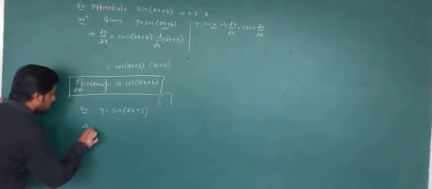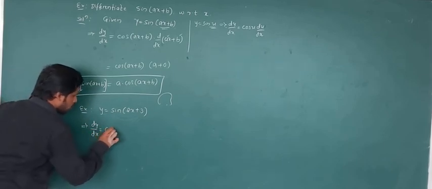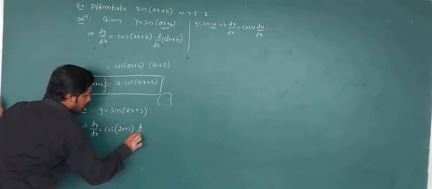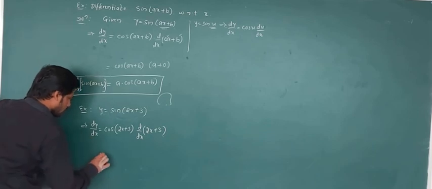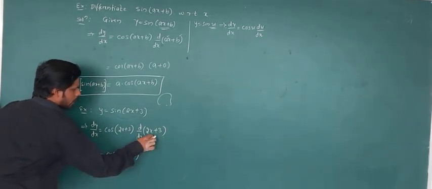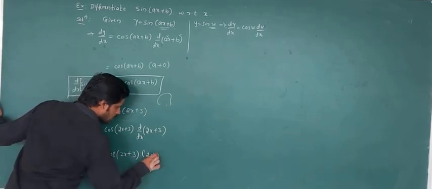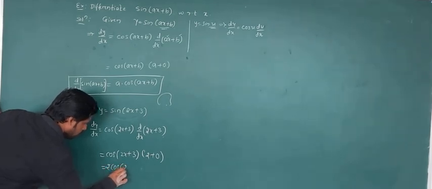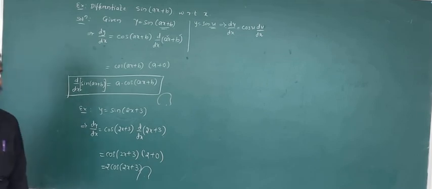Then the solution of this function is dy by dx is equal to sine differentiation, which we know is cos, that is cos of 2x plus 3 into d by dx of 2x plus 3. So this is equal to cos of 2x plus 3 into the derivative of the function, 2x is 2 plus constant is 0. So this is equal to 2 into cos of 2x plus 3. This is the solution. Okay, note it down.